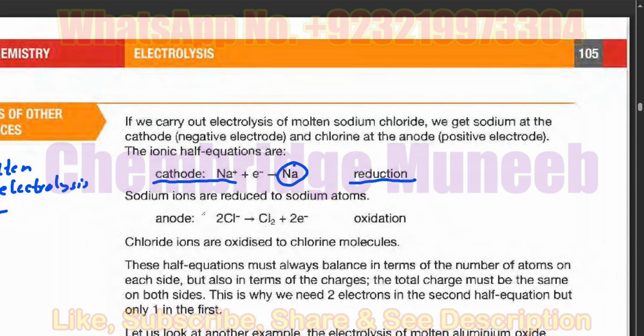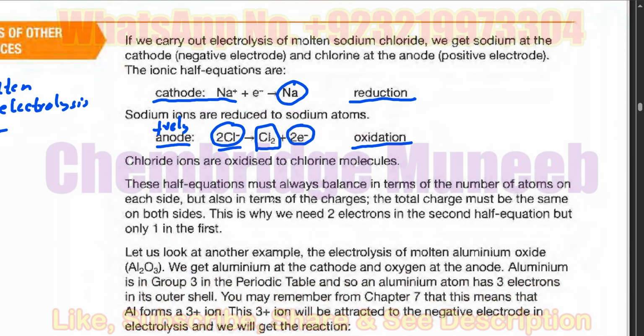On the other hand, the negative ions or chloride ions will move towards the anode, which is the positively charged electrode, where the oxidation reaction will occur, and the chloride ions will lose electrons and convert into the chlorine molecule. You can use two chloride ions to show the loss of two electrons and the formation of one molecule of chlorine. That is another way of showing the oxidation in a single step. Is that clear? Yes. Okay.